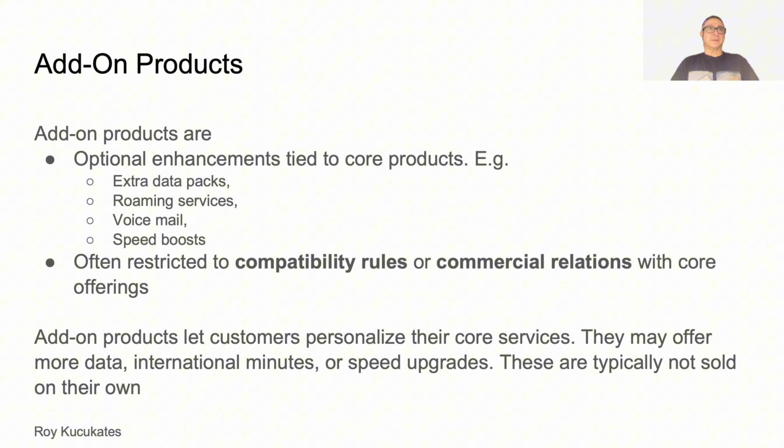The add-on products are optional enhancements based on the core products. They can be an extra data package, roaming, voice, speed boosts, etc. They're usually restricted with compatibility rules or commercial relations with the core offerings, because you can have an add-on of a network service, which is a data add-on of the core data, or an accessory is an add-on of a device. They're usually associated with these commercial relations.